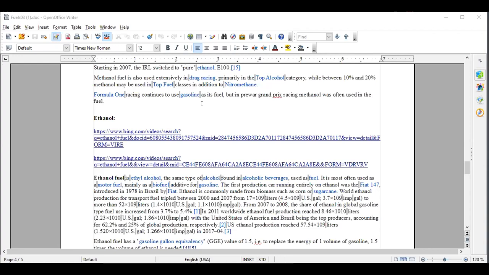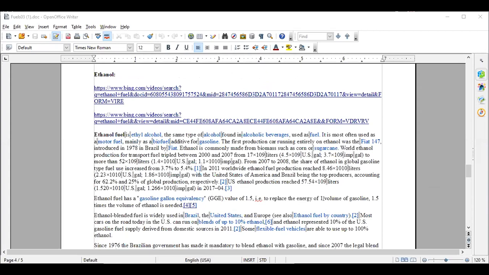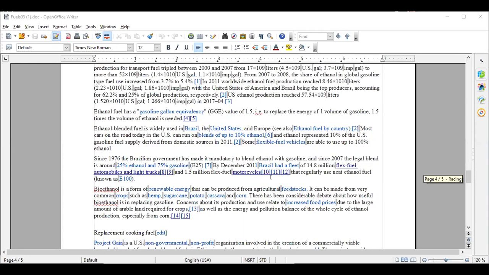All right. So again, it's a fuel, it's a beverage, it's a lot of things, but it has good fuel value. They give you some equivalencies here. Is it as good as gasoline? No, it's not. You would have to use more ethanol to get the same amount of gasoline value, but it's much less dirty.